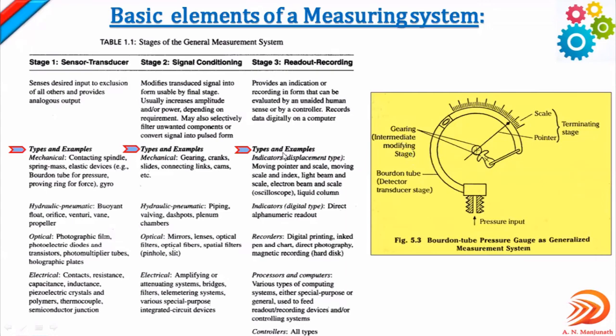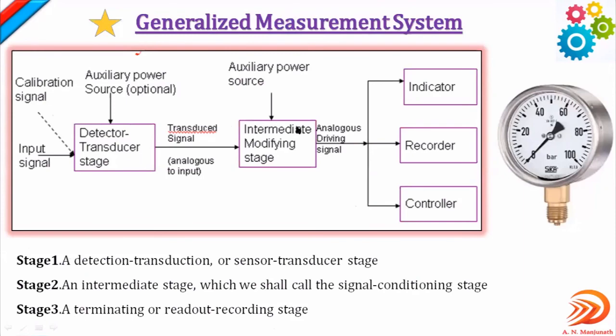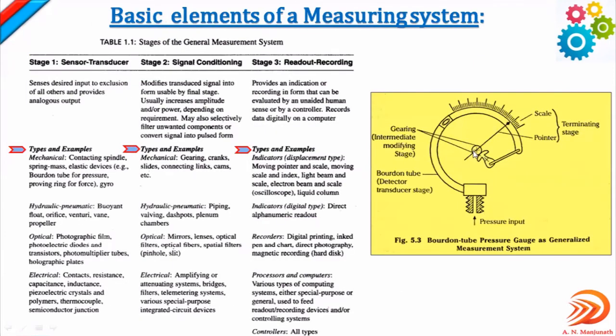You can observe here the second stage, the intermediate modifying stage. The function of this is to amplify, to modify, to enhance the power, to enhance the amplitude of the incoming signal. That will be done by this gearing, the lever and the gearing. You can observe here one more element, the pointer as well as the scale, and these act as the terminating stage.